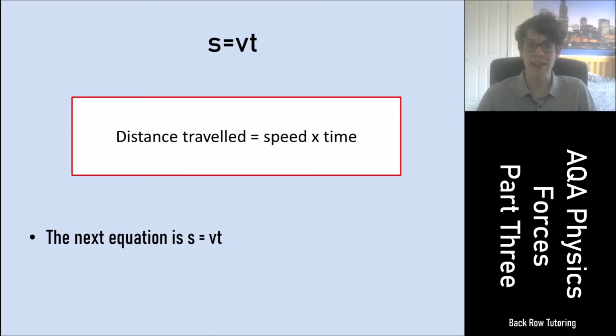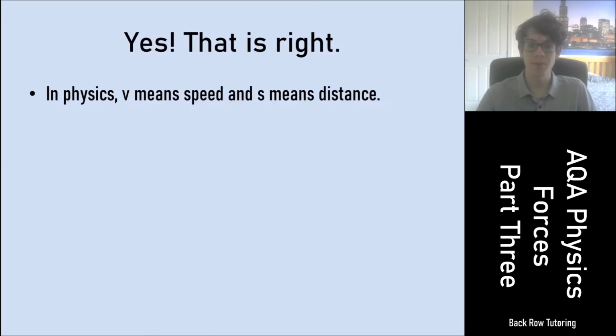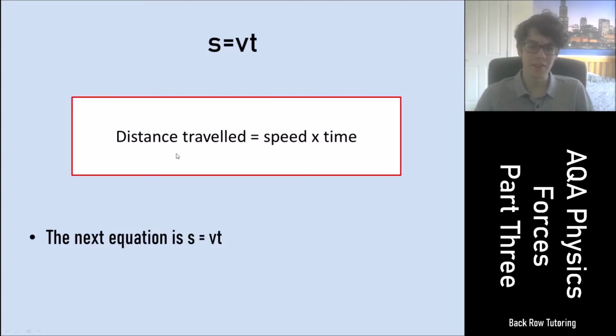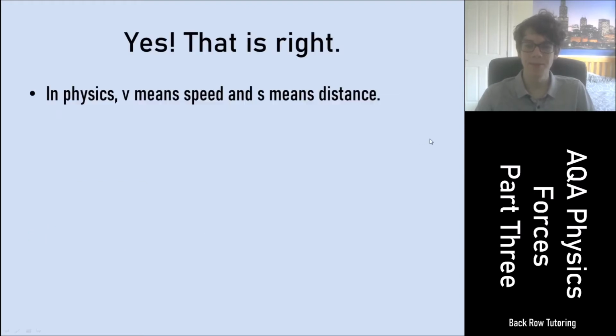So let's have a look at how this is used. In physics, V means speed and S means distance. So that's quite confusing because you would think that S would mean speed, but no, V is speed because velocity is related to speed and V is the first letter for velocity, and S, well, that's distance in physics for some reason. So distance travelled, S, speed, V, time, T.